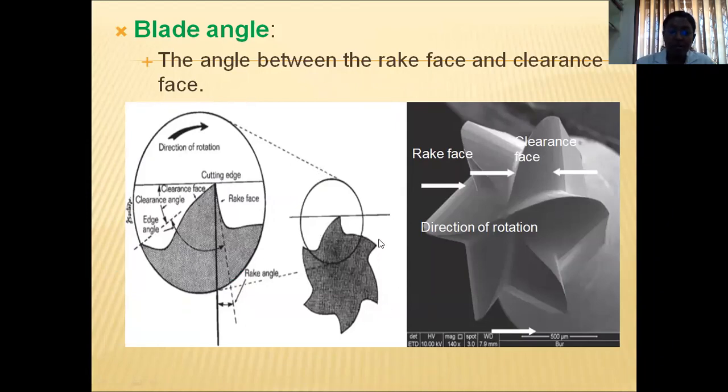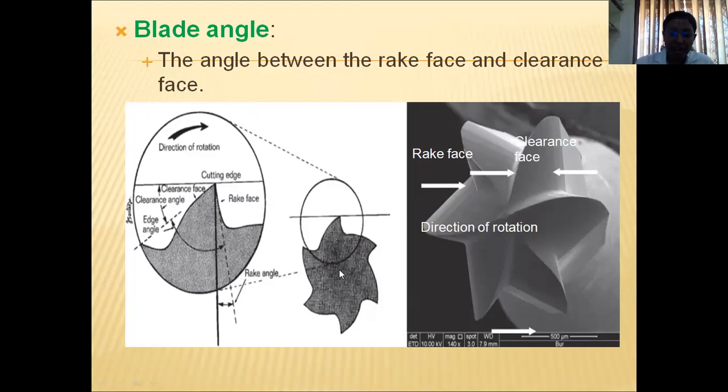So this is a picture showing a cross-sectional design of a dental burr, wherein we can see the burr teeth in contact with the work, meaning the tooth structure. Any burr tooth has a rake face, which is on the leading end, and this is the clearance face, which is on the trailing end. The angle that is formed between the rake face and the clearance face is called the blade angle.